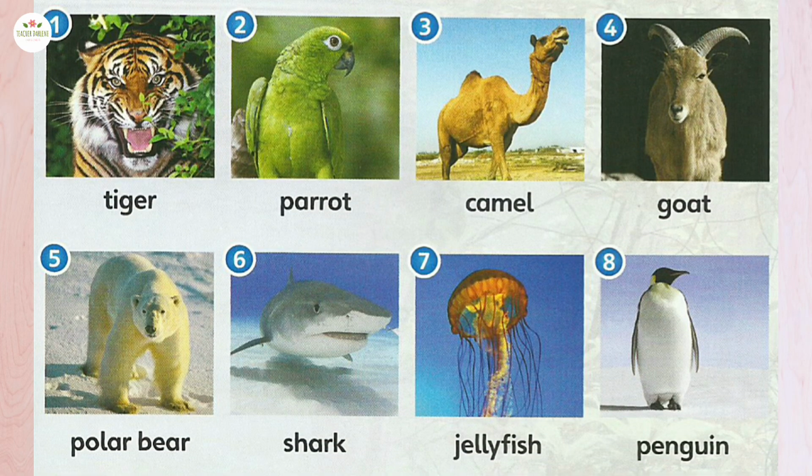Activity 1. Look at the pictures. What do you see? Yes, there are animals. Listen and repeat. Tiger, parrot, camel, goat, polar bear, shark, jellyfish, penguin.